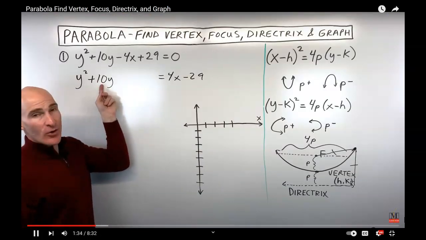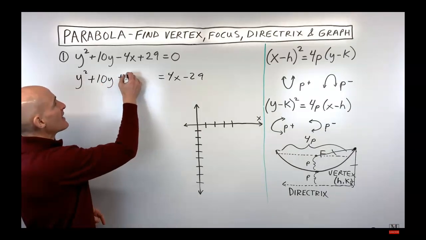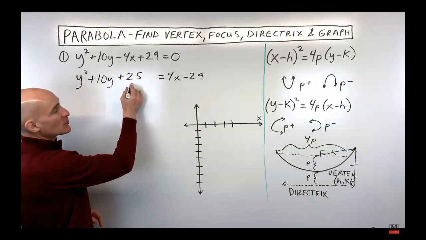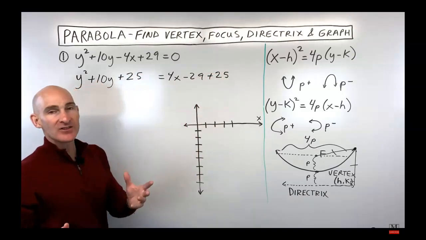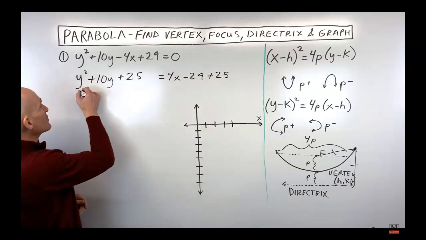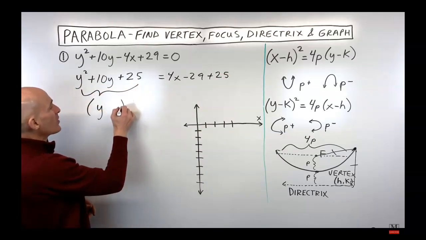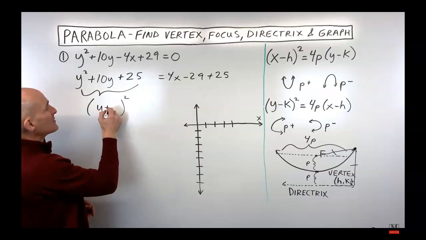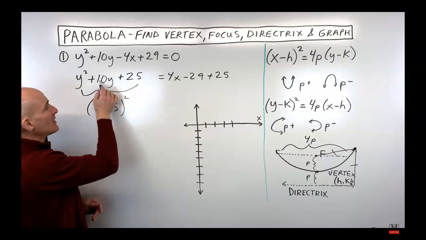Square. So we take half of this coefficient, half of 10 is 5. If we square that, 5 squared is 5 times 5, that's 25. If we add 25 to the left side of the equation, we want to add it to the right to keep it balanced, right? Now we're just going to factor this left side. The way this factors, it's going to be a perfect square, a binomial square, and it's going to be y plus 5, the quantity squared. It'll always be half of this b value.